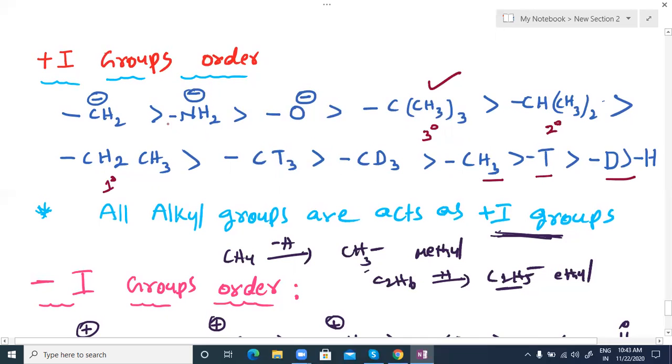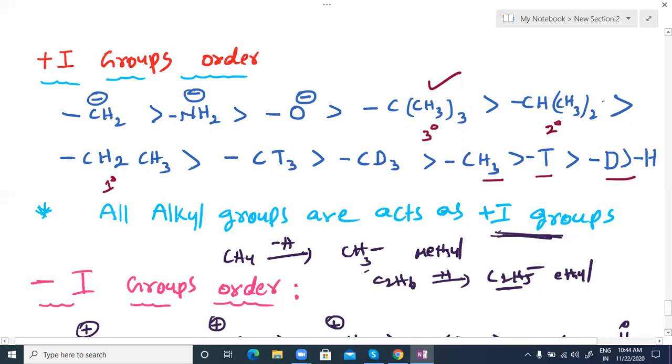Got it? You have to remember this order. Mostly, carbon is a good donor atom compared to nitrogen and oxygen, because carbon is a less electronegative atom, so it can donate easily. Or you can say one more thing: negative charge holding capacity of oxygen is more compared to carbon, because oxygen is a more electronegative atom. So we'll discuss this in coming videos. Charge stabilization factors we'll also discuss.